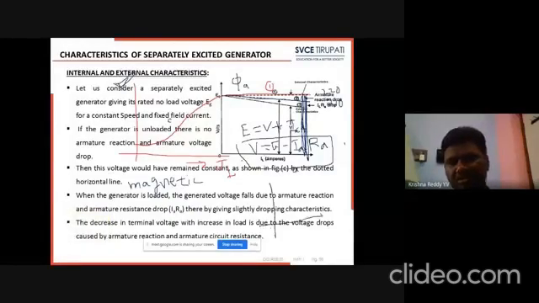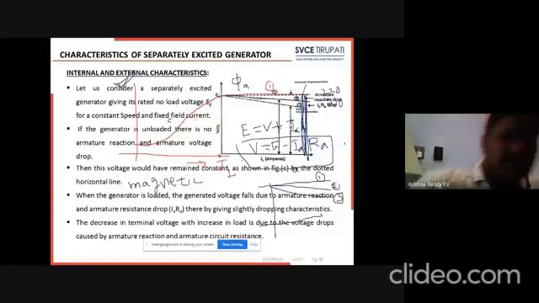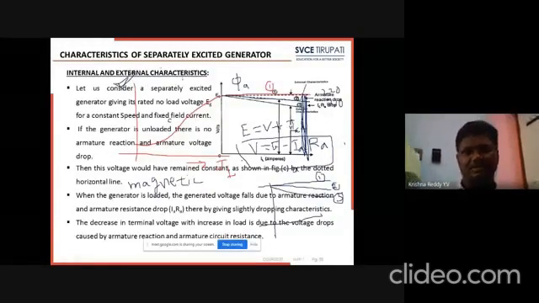Initially we have the rated voltage like this. With the help of armature reaction we get this one. Again, the armature resistance drop is this one. This is the rated voltage under no load condition. This is the armature reaction drop. This is the armature resistance drop. These are the characteristics of a DC generator when it is separately excited.